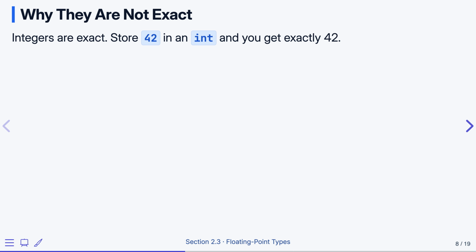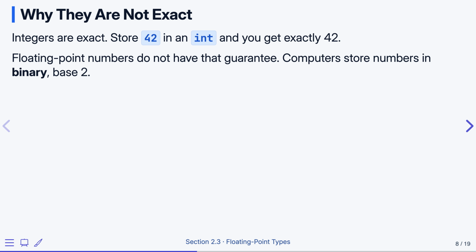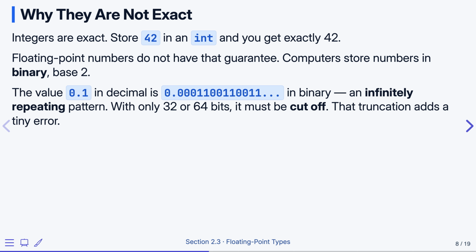So why are they not exact? Integers are exact. When you store 42 in an int, you get exactly 42, no approximation. Floating point numbers do not have that guarantee. The reason is that computers store numbers in binary, which is base 2. The value 0.1 in decimal is a repeating pattern in binary that never ends. With only 32 or 64 bits, that pattern must be cut off. The cut adds a tiny error.